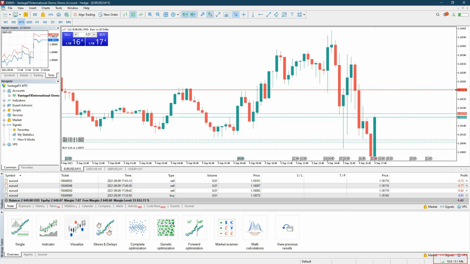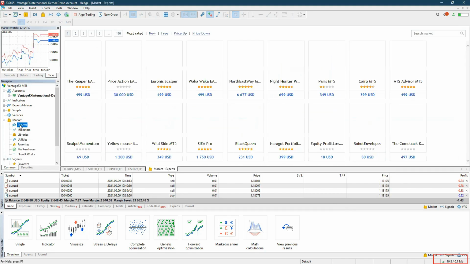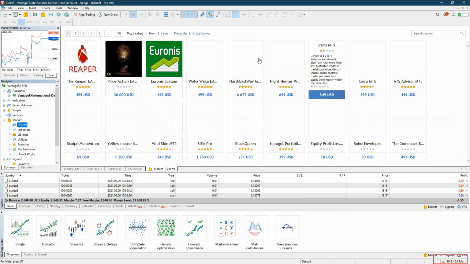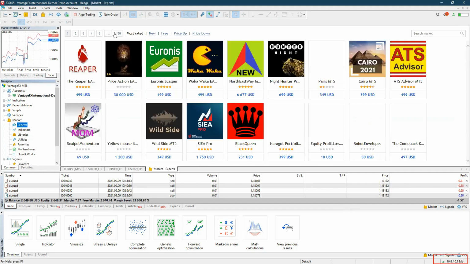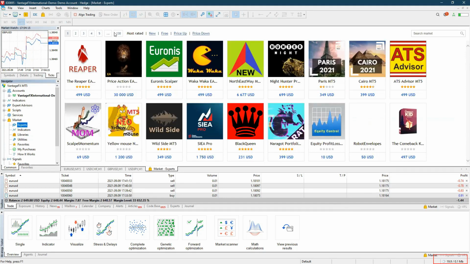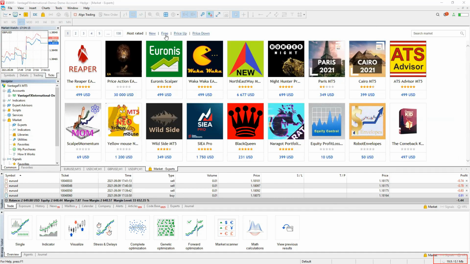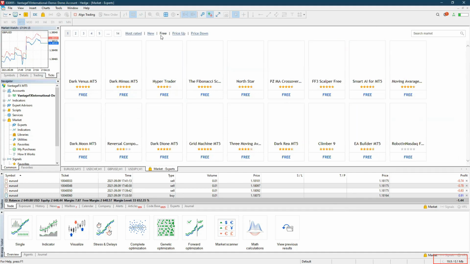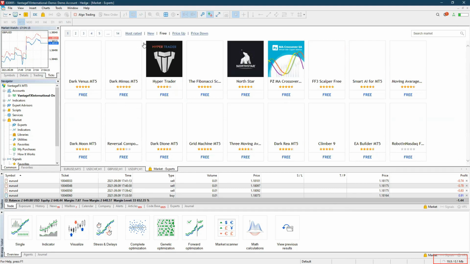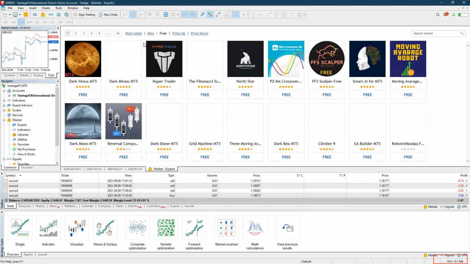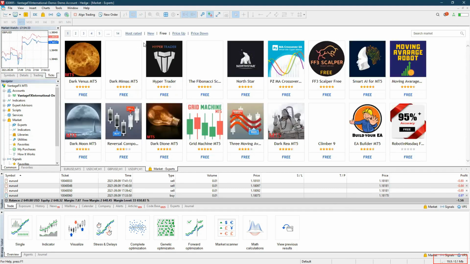So let me use some of the default ones here. If I come to the market here and I come to experts, I'll get to see many expert advisors. Whichever one you choose to buy, you could buy, but you could also get some free EAs. I'll use EAs for short instead of saying expert advisors. You could see a lot of expert advisors here.